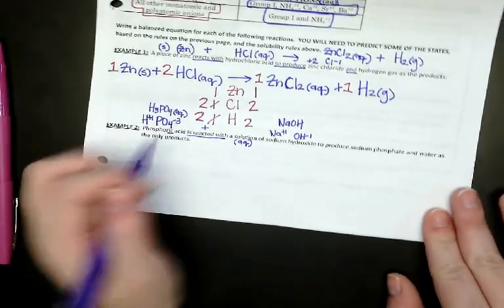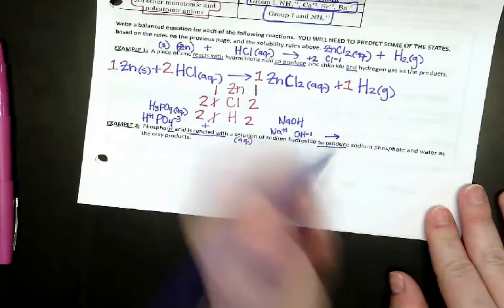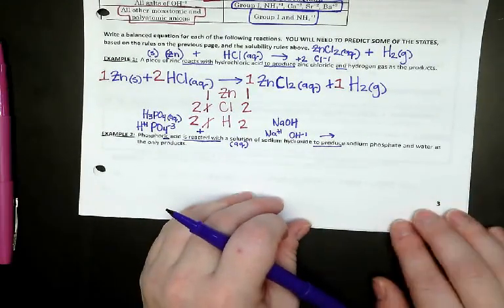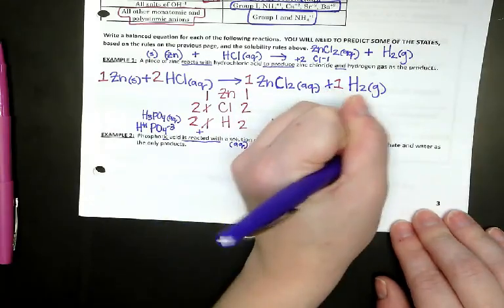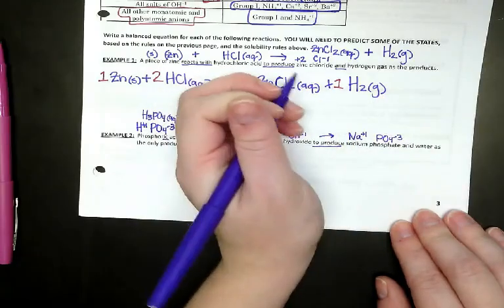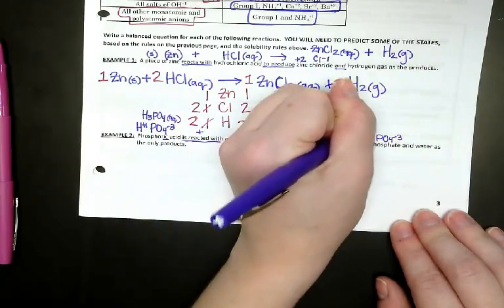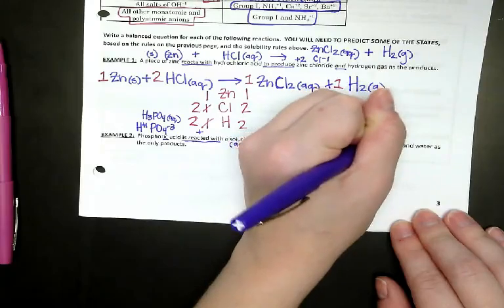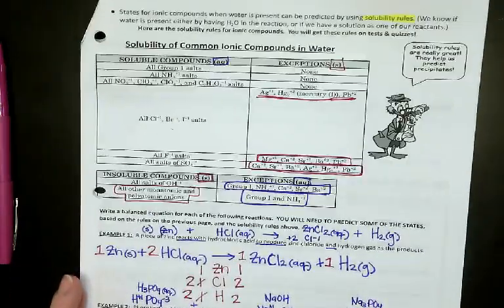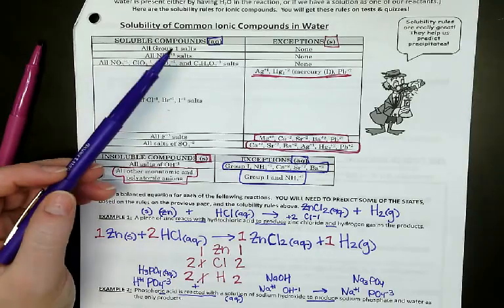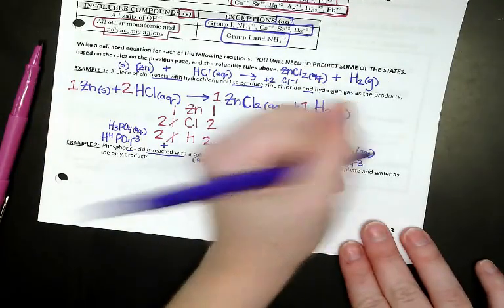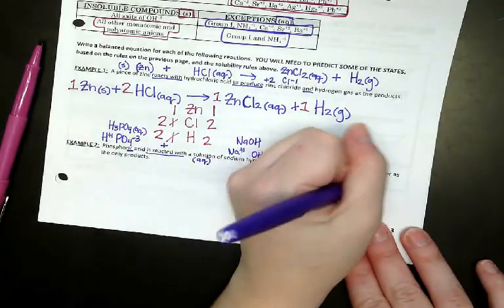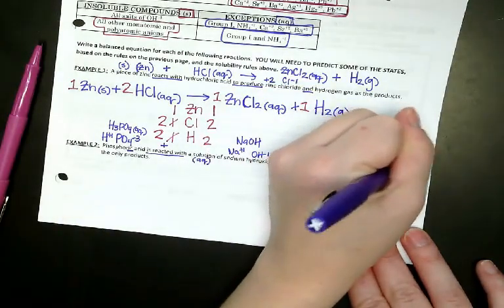sodium phosphate. We said sodium's charge is +1. Phosphate is PO4, -3. So what's our formula for sodium phosphate? Na3PO4. Now, again, double check your solubility. Sodium phosphate, well, it's got sodium, that's a group 1, so it's going to be what? Aqueous. Okay. And water. What would water's state be? Liquid. Okay? Pure water is always a liquid.